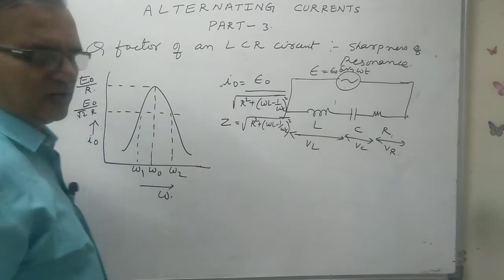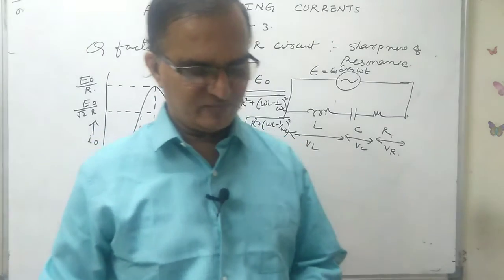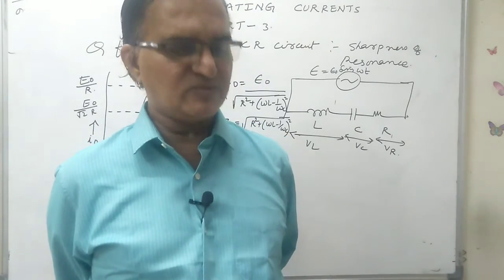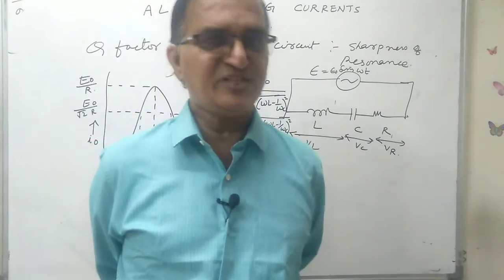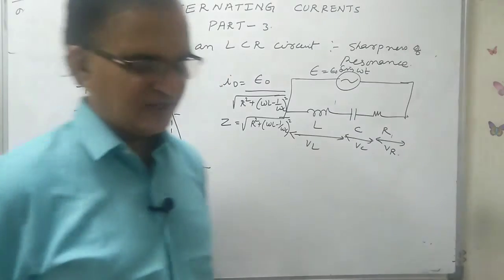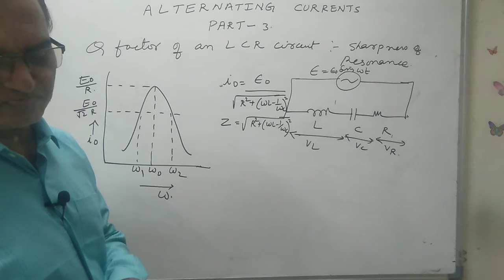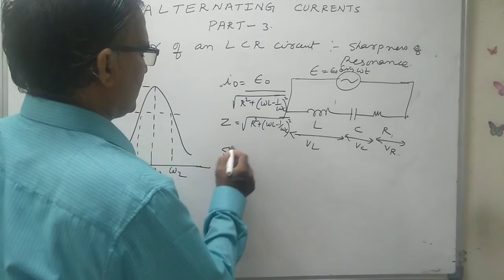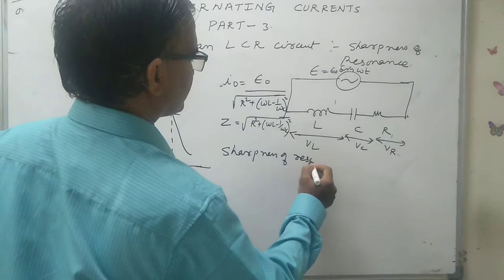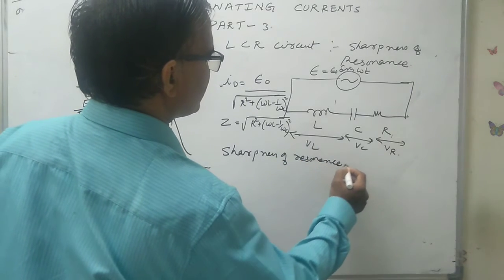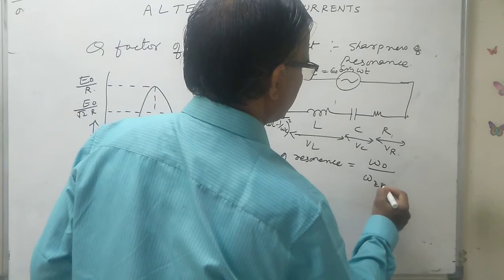Sharpness of resonance means the rapidity with which the current falls from its resonant value E naught by R with a change in applied frequency. The sharpness of resonance is given by the formula omega naught by omega 2 minus omega 1.